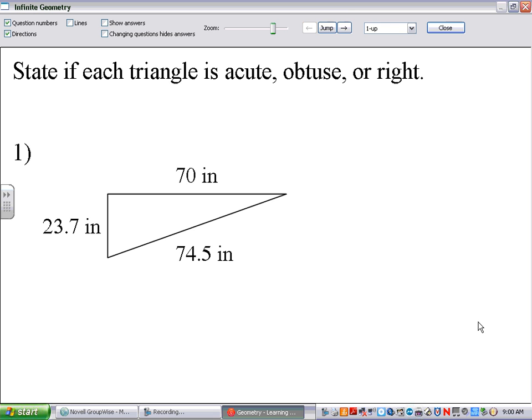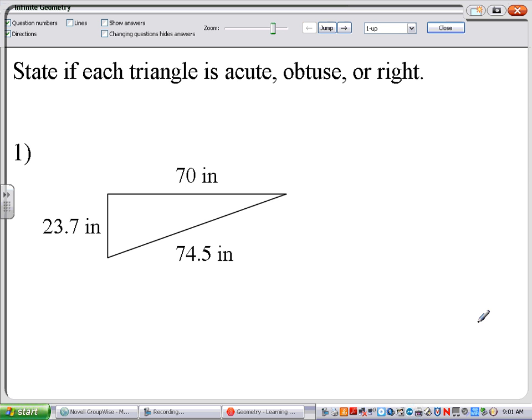Let's start with number 1. Directions: State if each triangle is acute, obtuse, or right. So this is where we go c squared and we compare that to a squared plus b squared. And the key is getting the c squared, or the c, correct. And the c is always the biggest number. And I'll circle it. It's the 74.5. Now the a and the b don't matter because we're just going to square them and add them together.